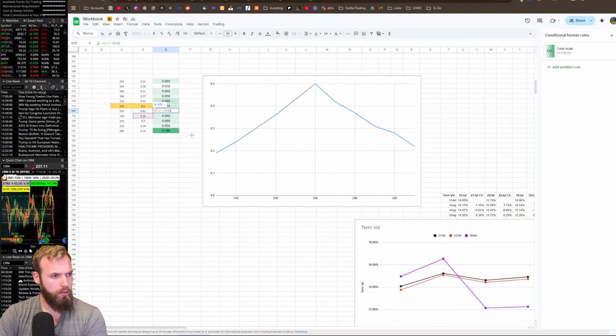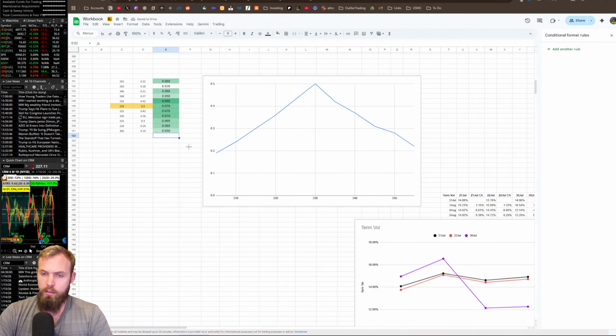Hold on. This one should be, yep, that's good. It's lagged by 1, but I don't actually care that much. Yeah, that's better. So the slope and the shape of the slope tells you a lot. It tells you a whole lot.